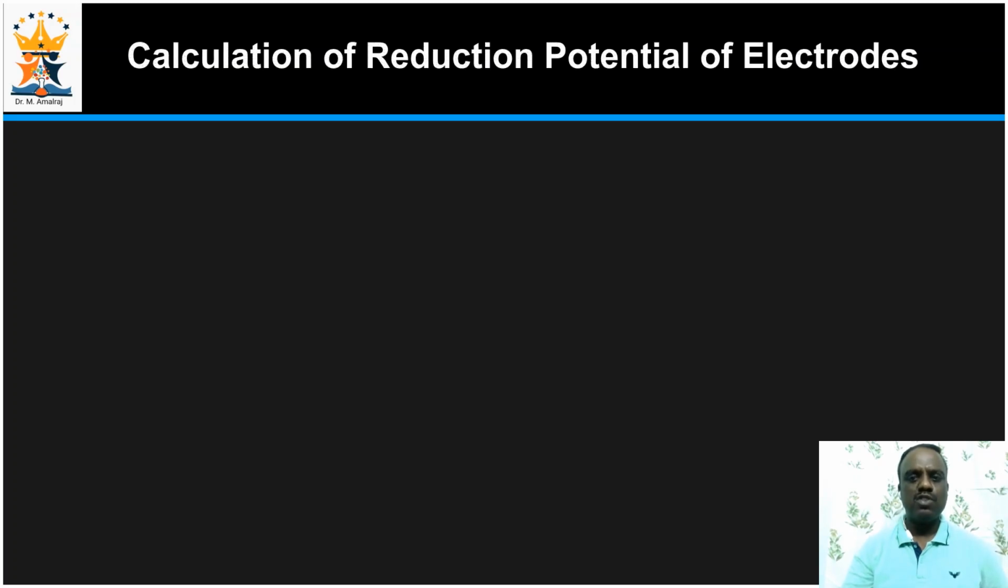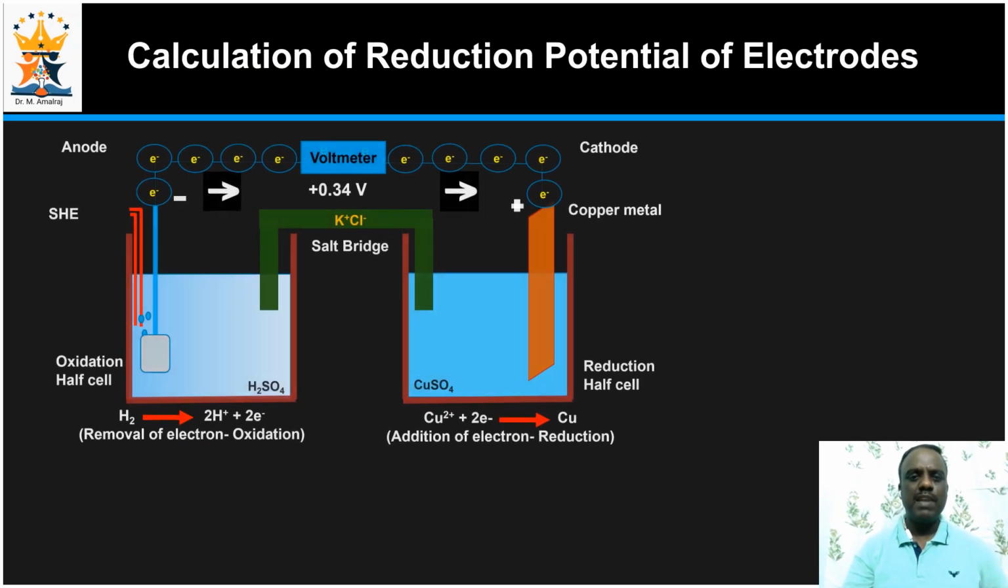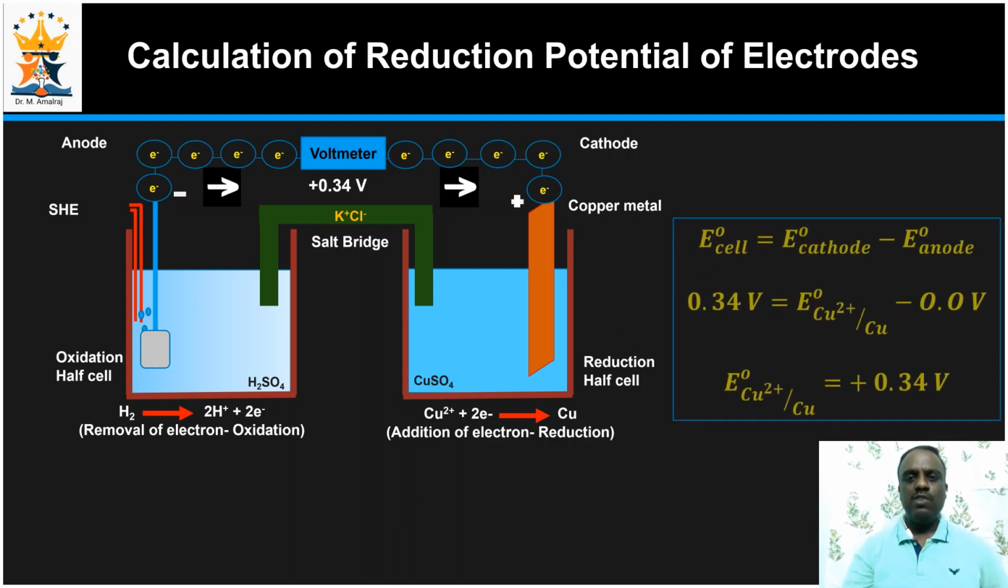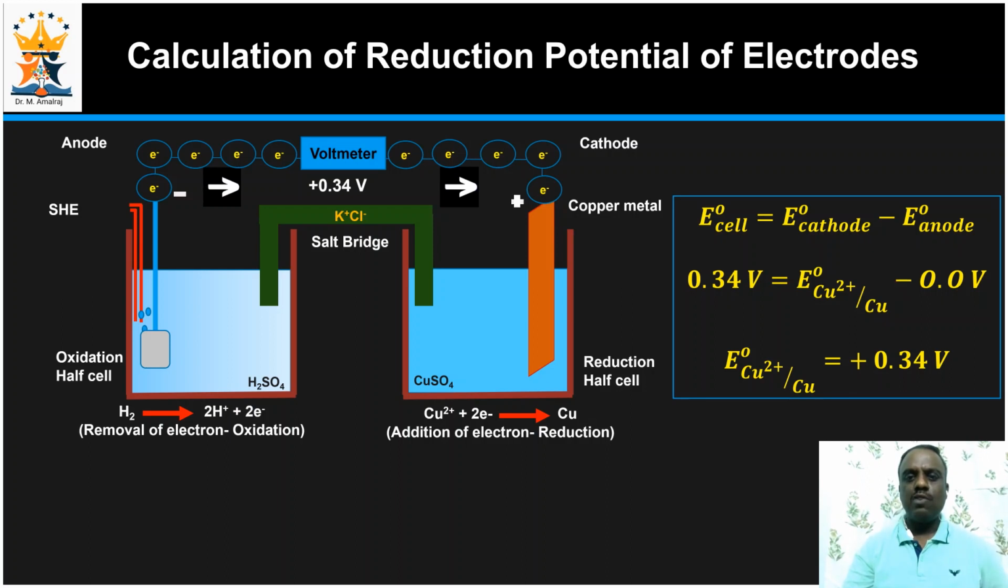Suppose if you wish to calculate the reduction potential of copper 2 plus 2 copper, construct a galvanic cell by taking copper as one half cell and standard hydrogen electrode as another half cell, and measure the cell potential using the voltmeter. See here the value comes as 0.34 volt, and by using this formula we can easily calculate the reduction potential of copper 2 plus 2 copper by taking the potential of standard hydrogen electrode as 0.